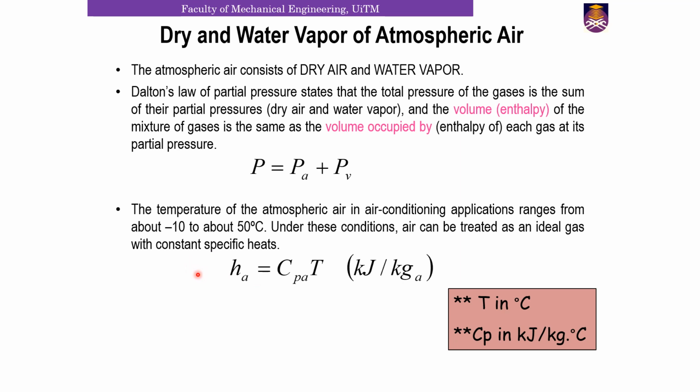Cp, the specific heat capacity of air, and then this is the temperature. Now bear in mind, this temperature is always in degrees Celsius. And the unit of specific heat capacity for air is always kilojoule per kilogram degree C. So we will see in our examples later on how to use this formula. So this is the enthalpy of air. Alright, so bear in mind the temperature is always taken in degrees Celsius, not in Kelvin.